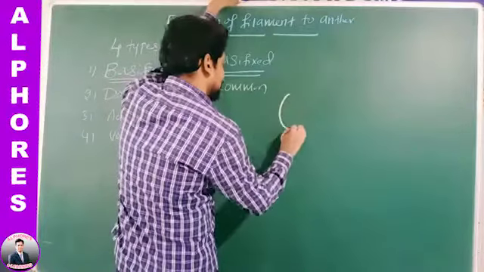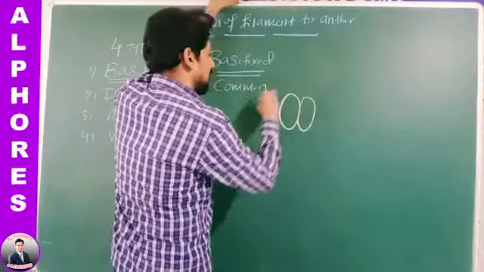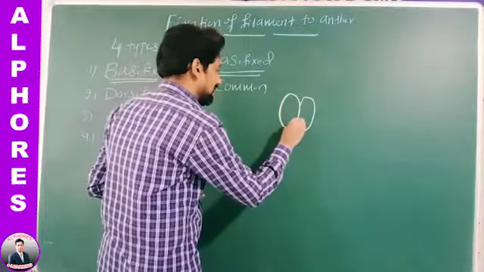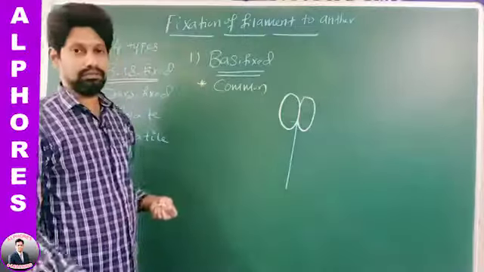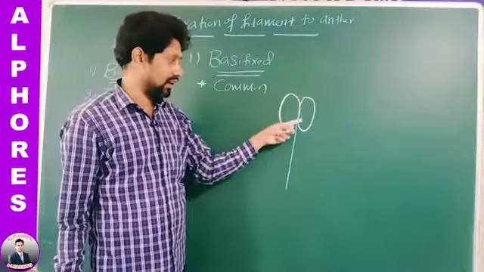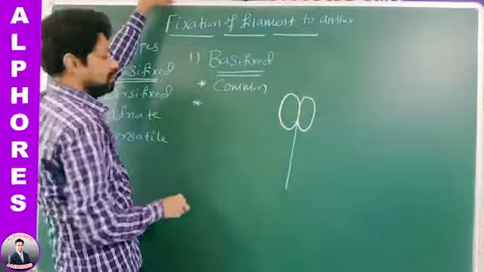See the diagram once. This is an anther. This is the filament. Filament is fixed to anther at the base. See the diagram. What is fixed? Filament. To what? Anther. Where? At the base. Therefore, filament is fixed to anther at the base.